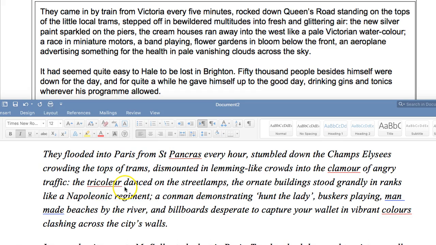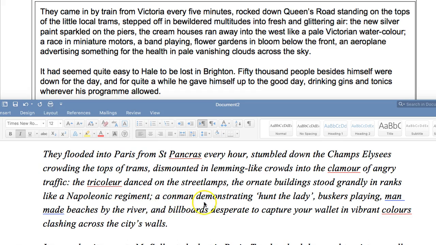So the flag dance there. The buildings look rather spectacular. They're ornate and they're grand. But then look at how that suddenly switches to the idea of threat again. So even though they look great, they're arranged in ranks like a Napoleonic regiment. So perhaps Paris is a hostile place. Maybe the Parisians don't like tourists. Maybe they don't like the British.